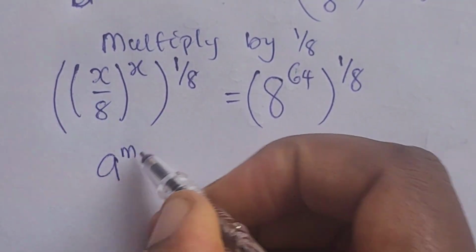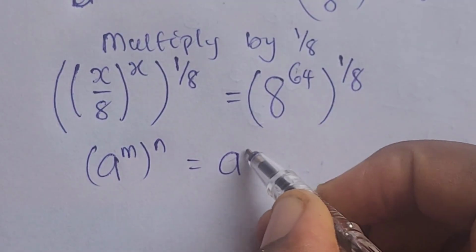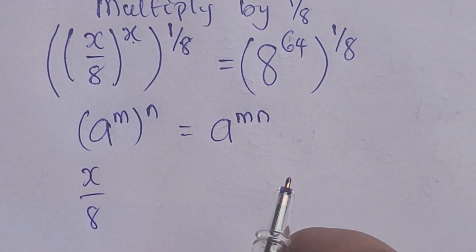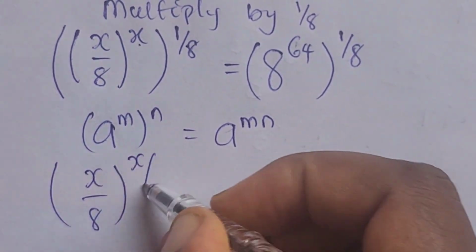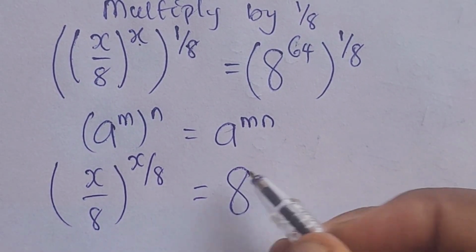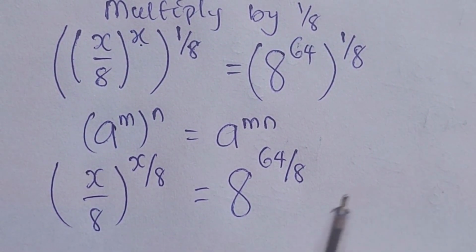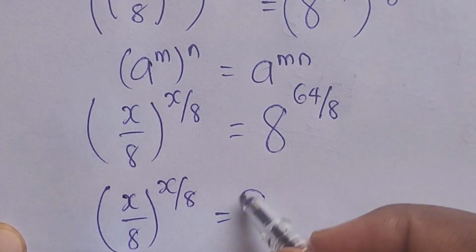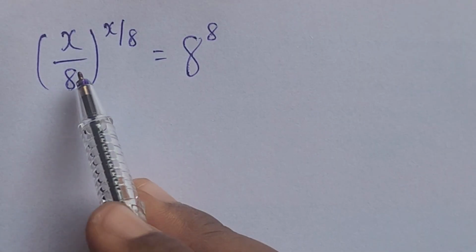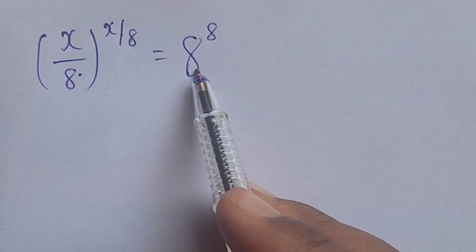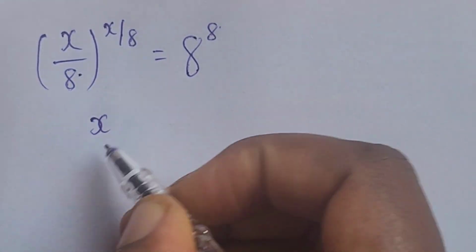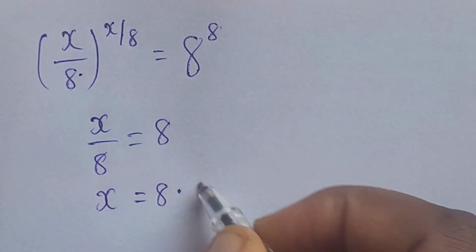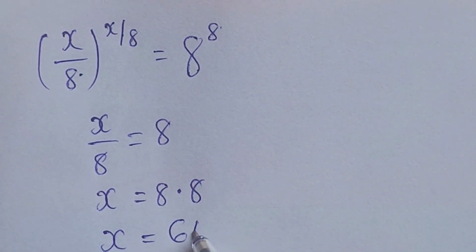So we know that a to the power of m further raised to the power of n is equal to a to the power of mn. So we'll be multiplying the powers to have x over 8 all to the power of x over 8 equal to 8 to the power of 64 over 8. So we have x over 8 to the power of x over 8 equal to 8 to the power of 8. So we have the same base and the same power here. So we have that x over 8 is equal to 8. When we cross multiply, we have x equal to 8 times 8. So our x is equal to 64.